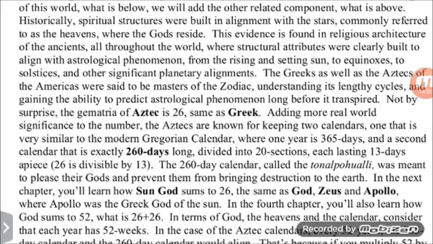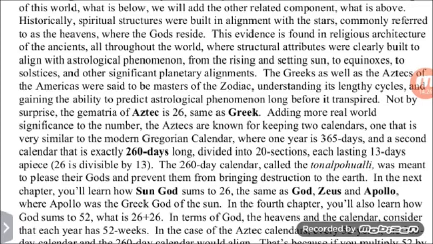The Greeks, as well as the Aztecs of the Americas, were said to be masters of the zodiac, understanding its lengthy cycles and gaining the ability to predict astrological phenomena long before it had transpired.